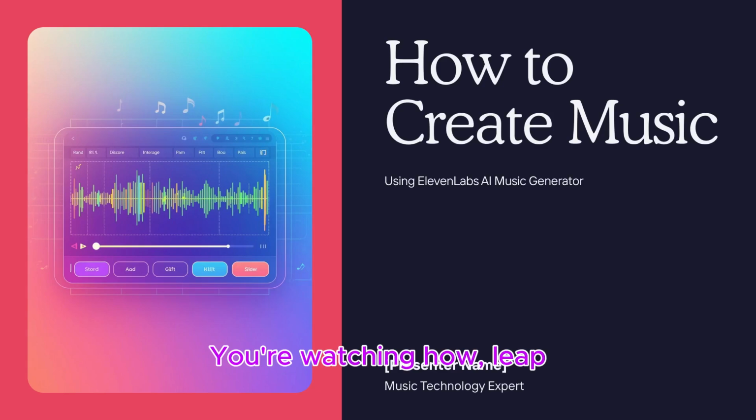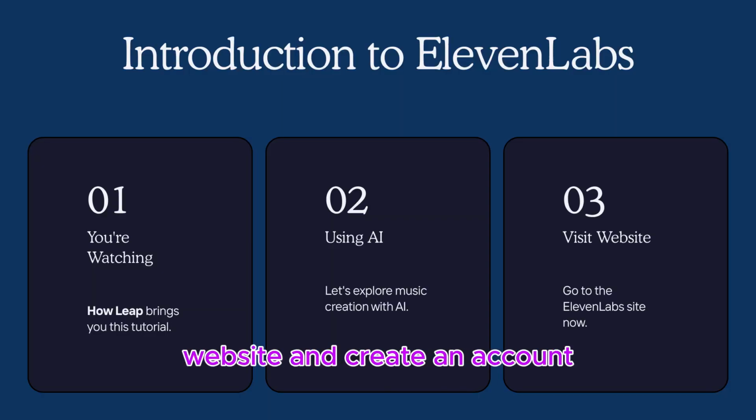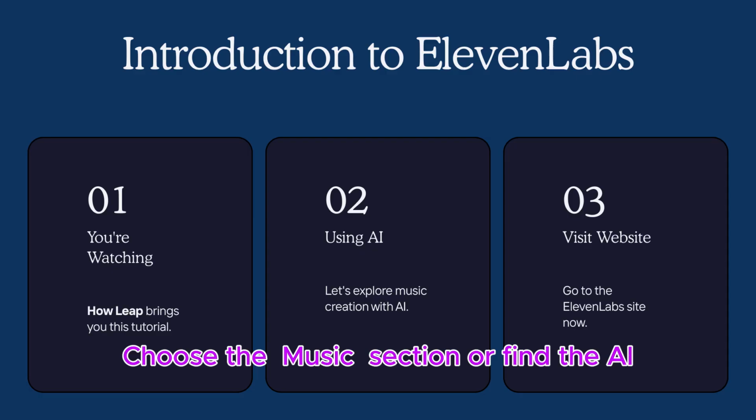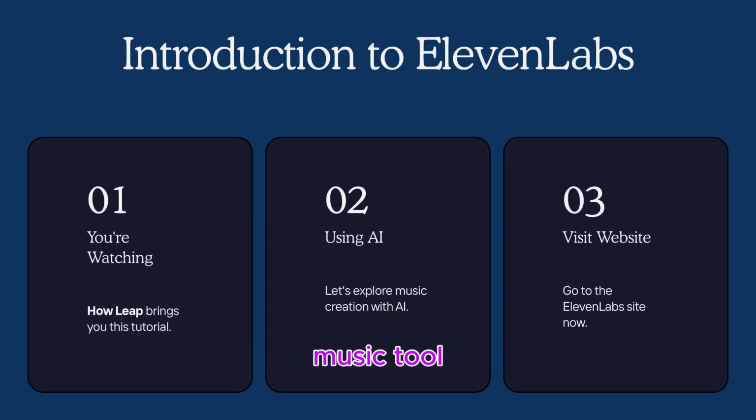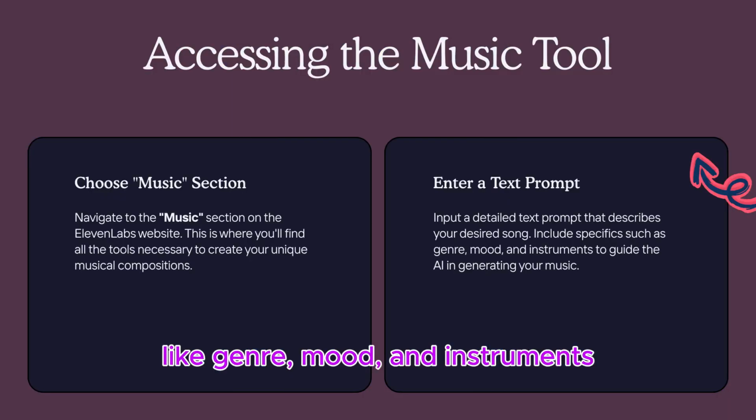You're watching How Leap. Let's use ElevenLabs AI music generator to create songs with AI. First, visit the ElevenLabs website and create an account. Choose the music section or find the AI music tool. Enter a text prompt describing the song you want, like genre, mood, and instruments.